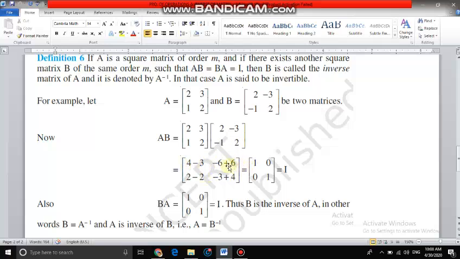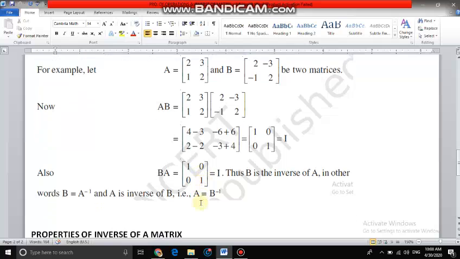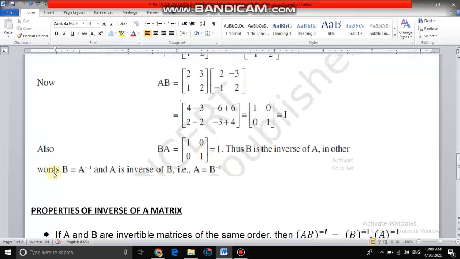4 minus 3 is 1, minus 6 plus 6 is 0, 2 minus 2 is 0, minus 3 plus 4 is 1. So this is called identity matrix I. Now you can try multiplying B with A. Even if you multiply B with A, you will get the answer as identity matrix. So hence, since B is the inverse of A, we will write it as B equals A inverse, and A is the inverse of B, that is A equals B inverse.